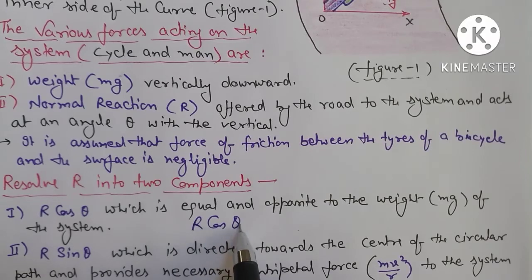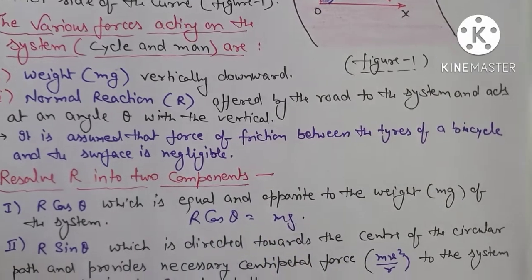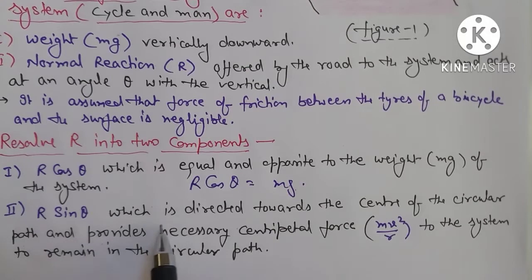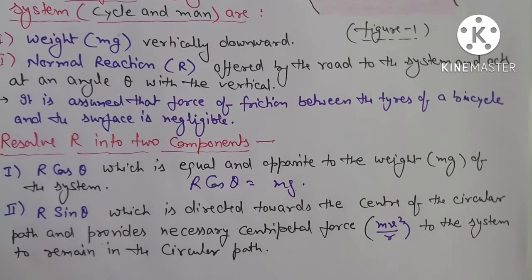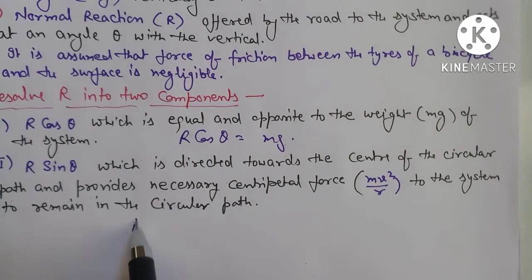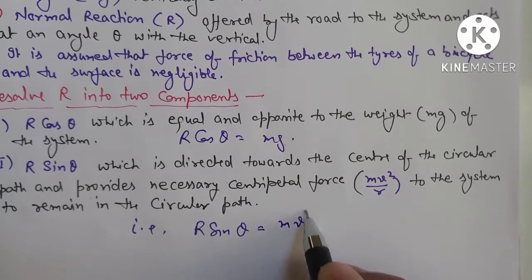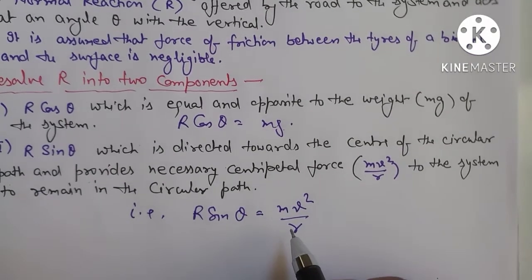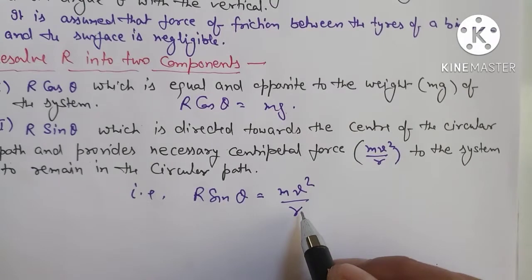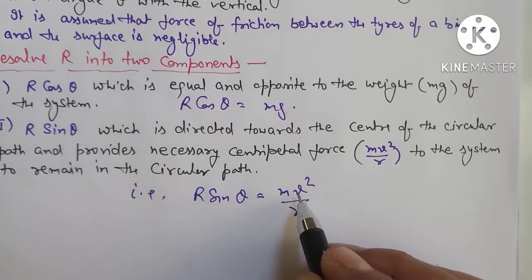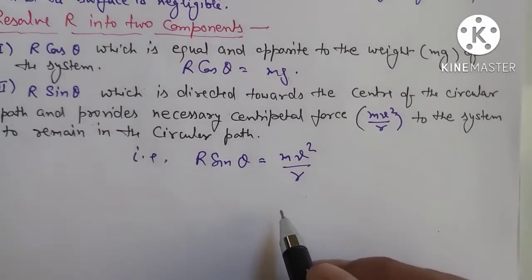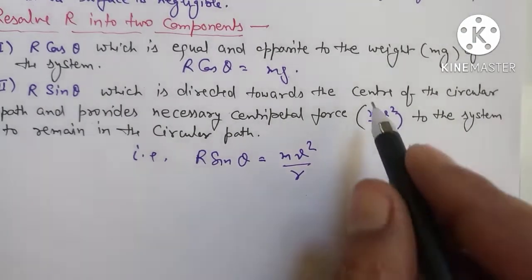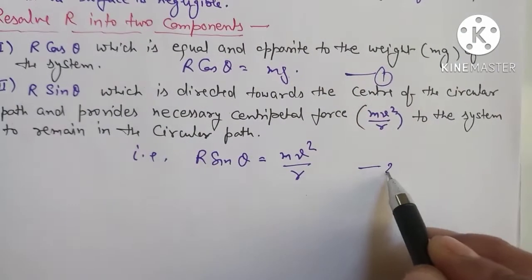R cos theta equal to mg, and second one is R sin theta, which is directed toward the center of the circular path and provides the necessary centripetal force to the system to remain in the circular path, that is R sin theta equal to mv square upon r. We know that the relation for centripetal force is mv square upon r, where m is the mass, v is the velocity, and r is the radius of the circular path. Now this is equation number 1 and this is 2.